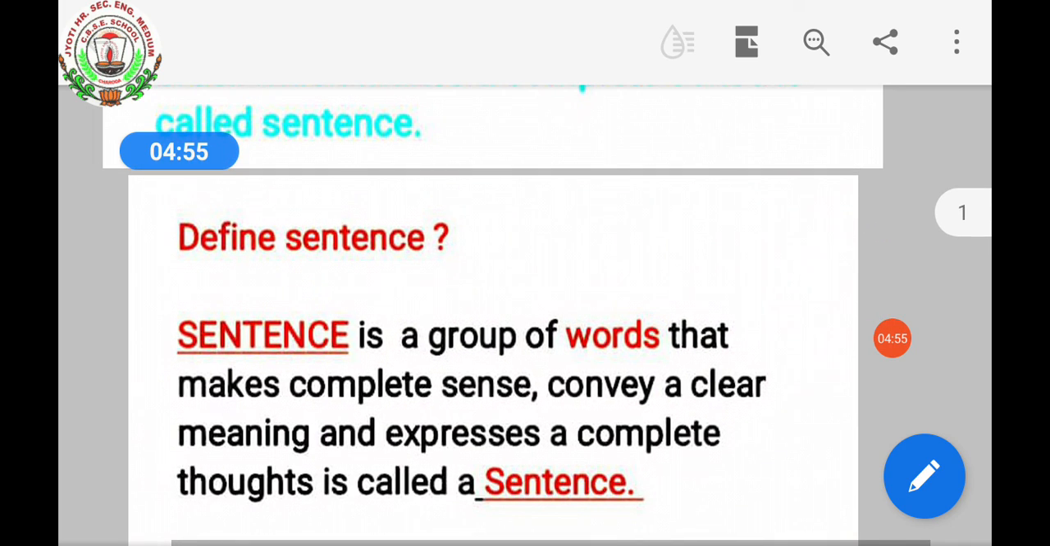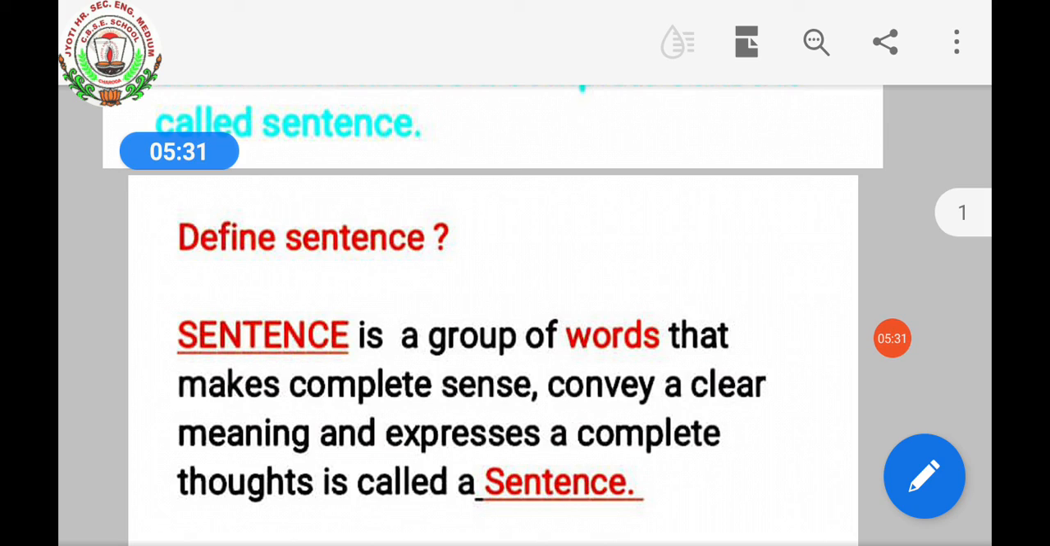Define sentence. What is a sentence? A sentence is a group of words that makes complete sense, conveys a clear meaning and expresses a complete thought. Sentence क्या है? एक group of words है जो complete sense देता है यानी कि complete meaning देता है, convey a clear meaning, okay, and express a complete thought. जो आप बोलना चाहते हो वो thought को clearly दूसरे को समझा पाओ तब हम सेंटेंस बोल सकते हैं उसे. So expressing a complete thought is called a sentence.